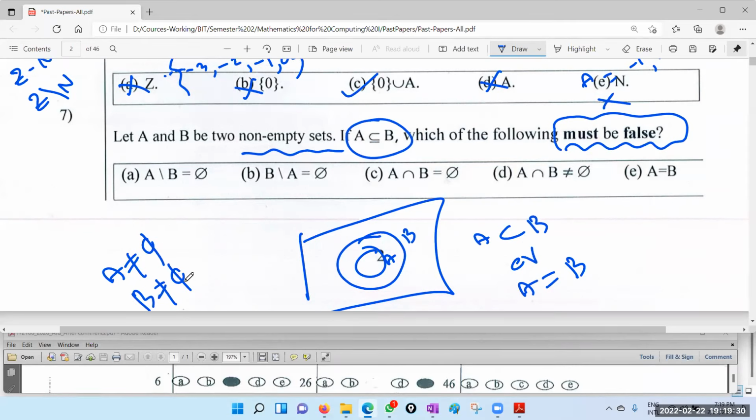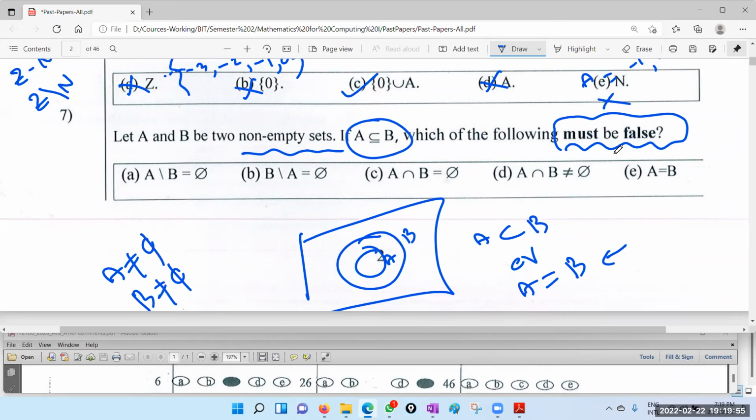First part. A minus B equal 5, must be false? Can we say that A minus B equal 5 must be false? No, there's a possibility of A equal B. Under this possibility, A minus B can be 5. So therefore, we can't say it must be false.